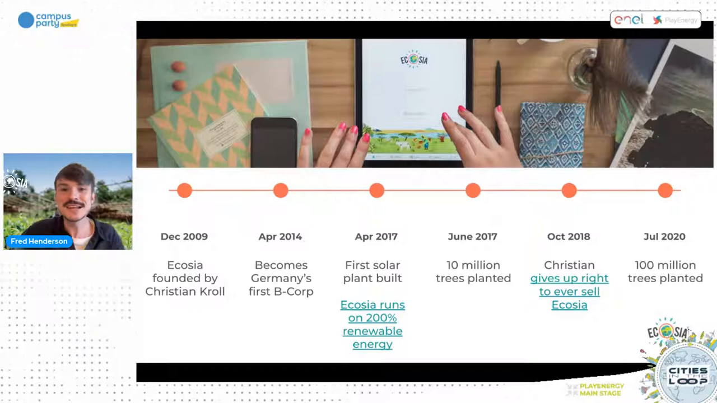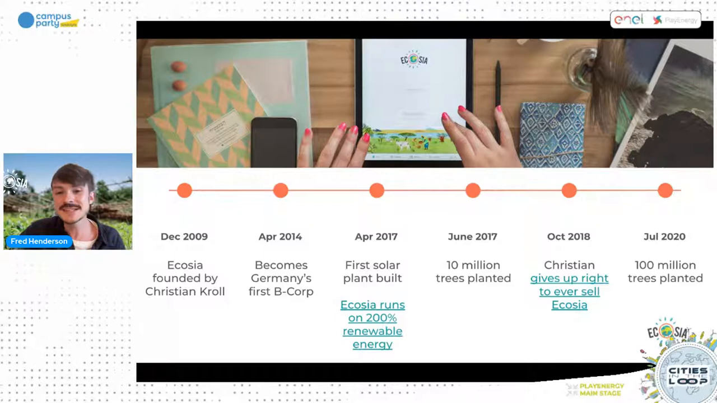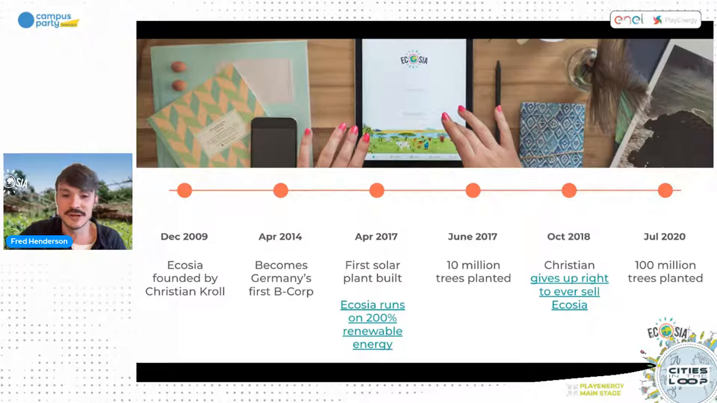So Ecosia has been an organization now for over 11 years. It was founded by Christian Kroll, who is German, and the head office is based in Berlin. And a few years later, Ecosia became the first B Corp in Germany, which is a third-party accreditation, which I'll go into a little bit more detail on later in the presentation.